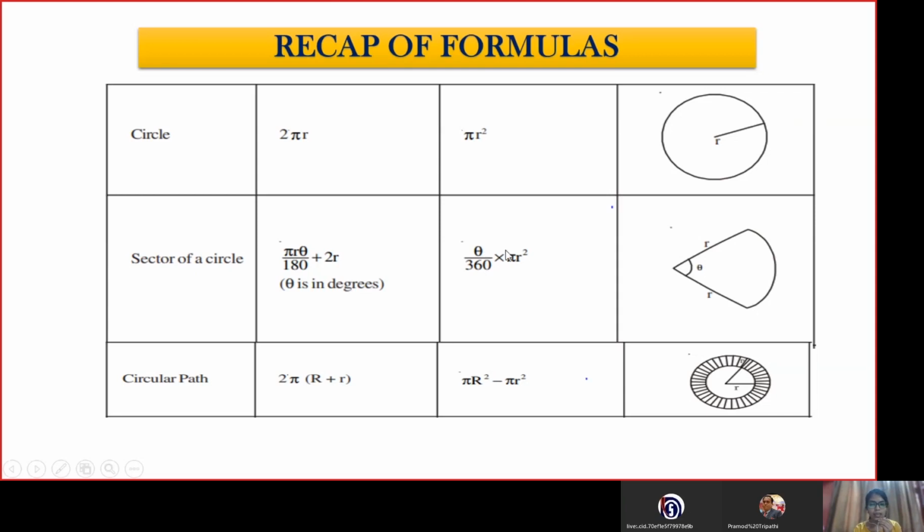Then, as I showed you, the perimeter of a circular path is given by the formula 2 pi r plus 2 pi r, and the area of a circular path is given by the formula pi r square, that is area of the outer circle with radius r minus area of the inner circle.